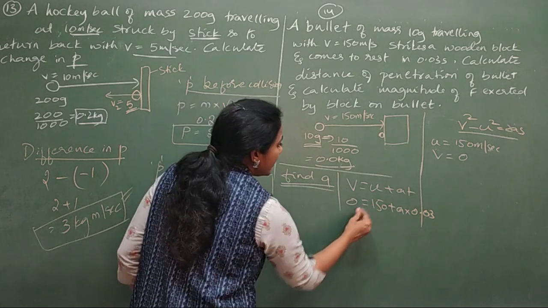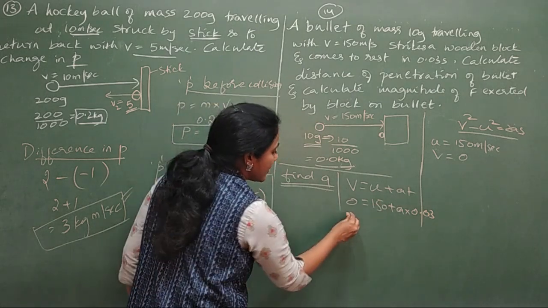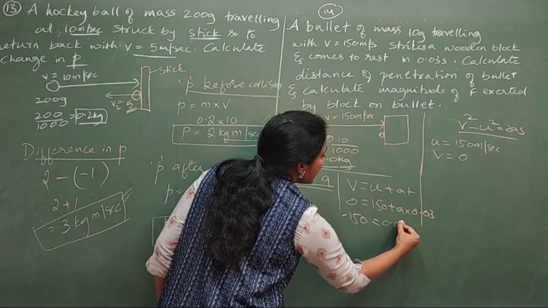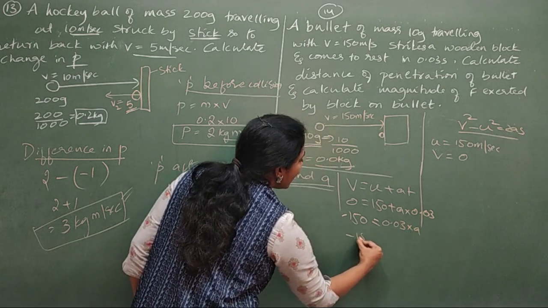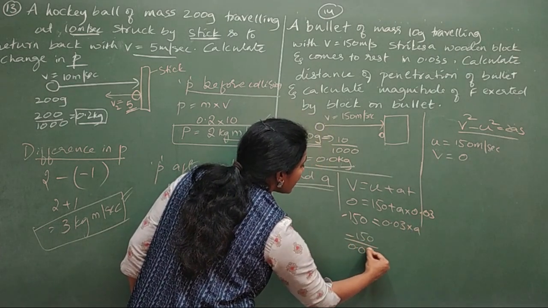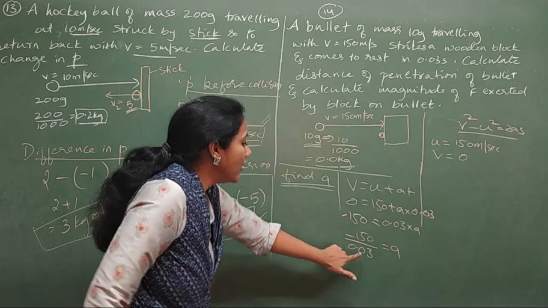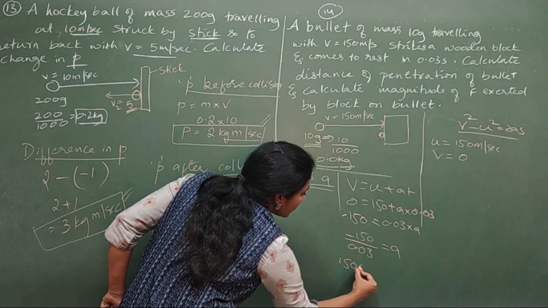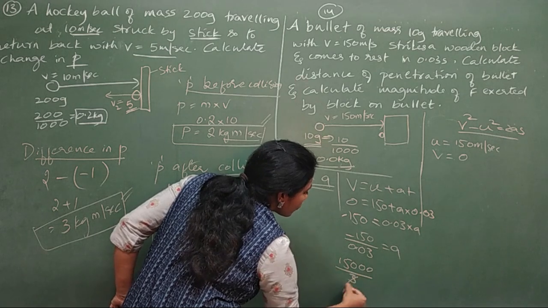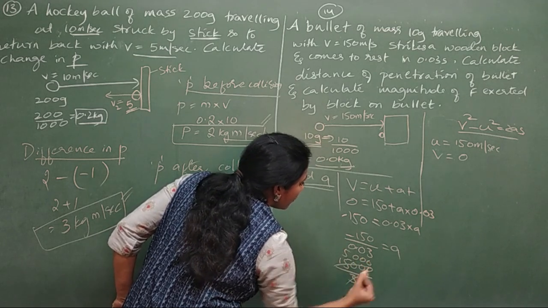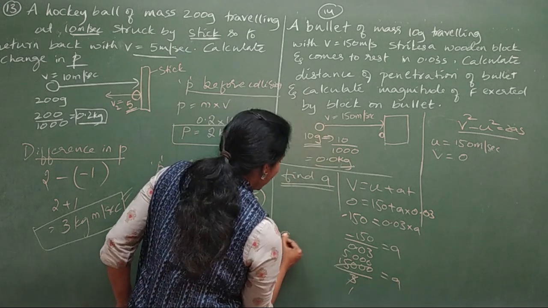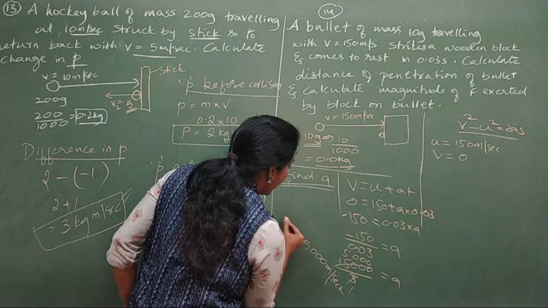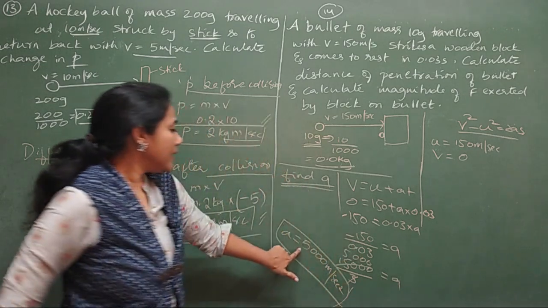Okay, so how do you calculate? Let me take this 150 to the other side, so it becomes minus 150. Minus 150 is equal to 0.03 into a. So minus 150 divided by 0.03 is equal to a. If I remove this point, 150 with two zeros put up, divided by 3. So that is 5000, which is equal to a. So what is your a, guys? a is equal to minus 5000 meter per second square, right? So that is your acceleration.